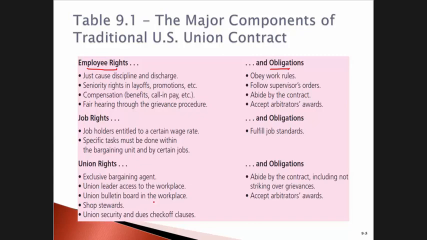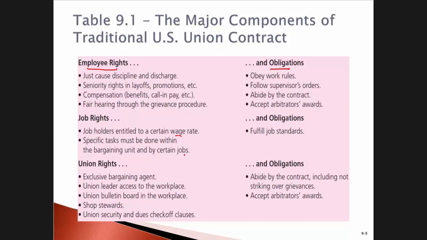They must obey the work rules. They must follow their supervisor's orders, and they need to abide by the contract. If we go to arbitration, they must accept the arbitrator's awards. There are also certain job rights. So job holders are entitled to a certain wage rate. These job rights also include specific tasks that must be done within the bargaining unit and by certain jobs.